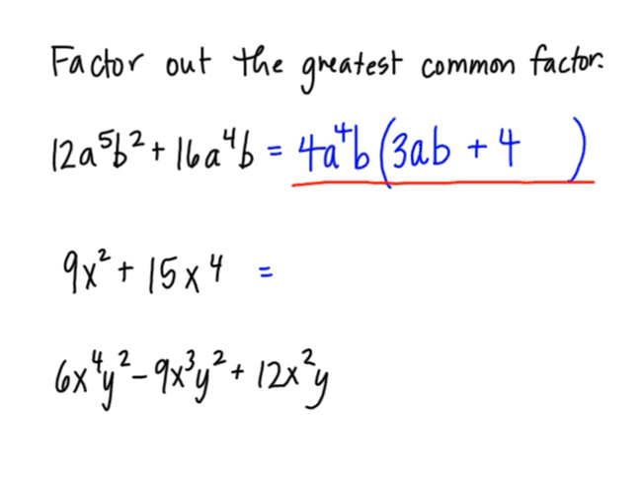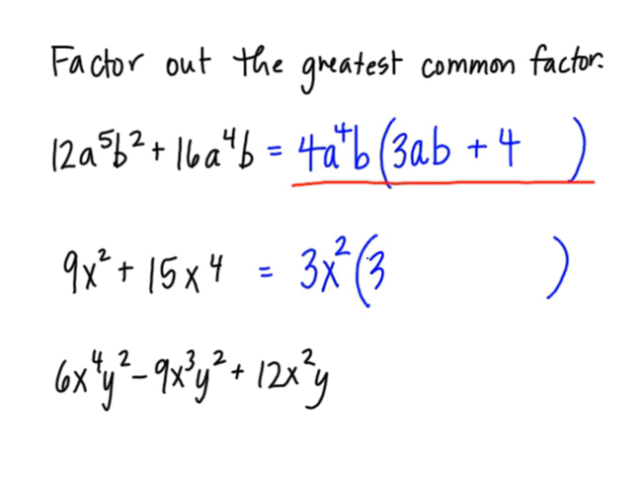Looking at our next one, we have 9x squared plus 15x to the 4th. 9 and 15 have a common factor of 3. I notice that both terms have an x, but the smallest x is x squared. So the greatest common factor is 3x squared. We'll open our parentheses to see what's left.